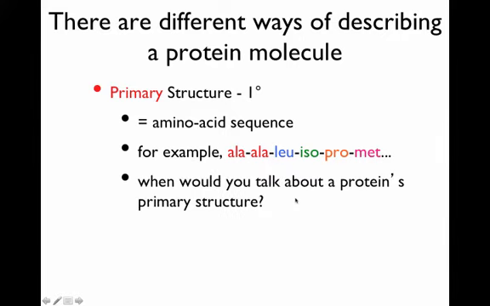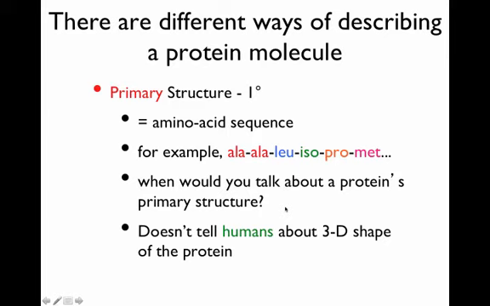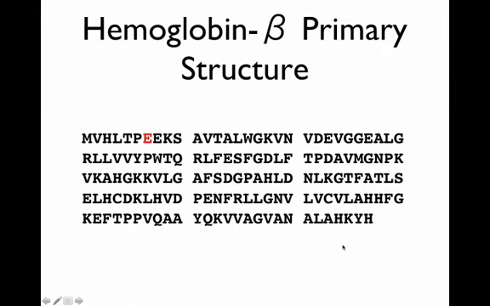The times when you would want to talk about only the primary structure are times when you don't really care about the 3-dimensional shape, or describing the 3-dimensional shape is just going to confuse things for people. An example of that you've already seen. When you're talking about primary structure, it doesn't tell you anything about the 3-dimensional shape of the protein. But you have seen an example of that, and that's shown here.